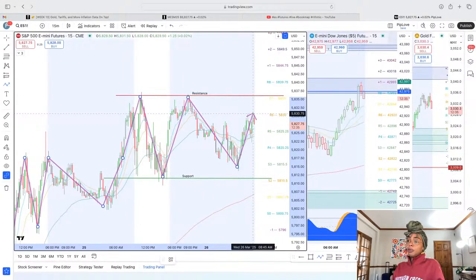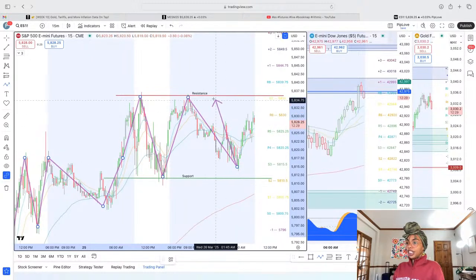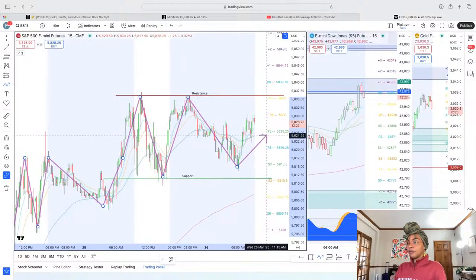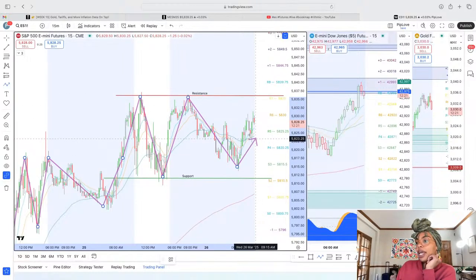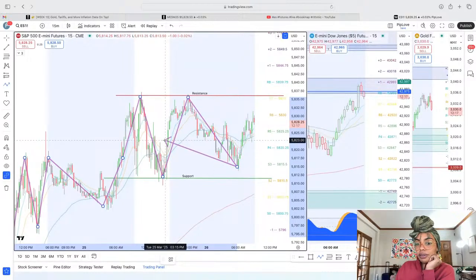So similar to what NAS was doing, we're going to come into a little range, box up our range here, and just see what price does once it reaches either of these two extreme levels to make a bigger move. Is everyone following me?